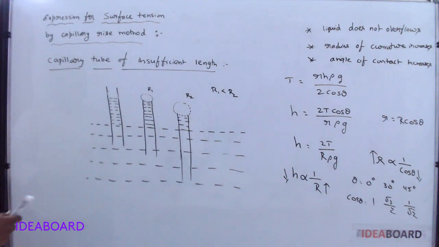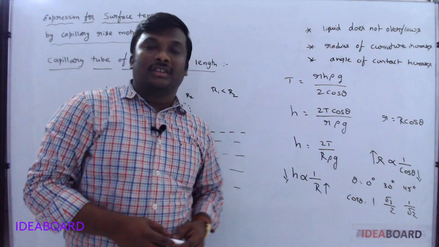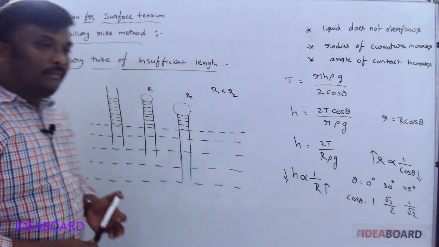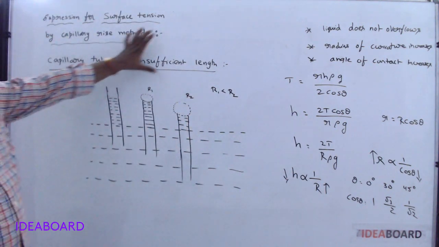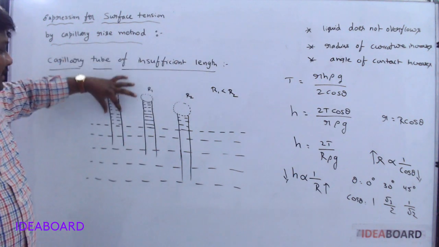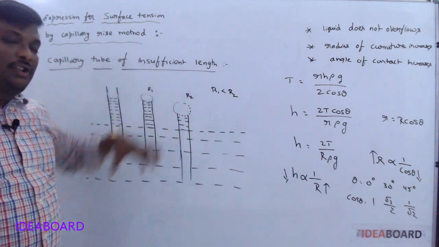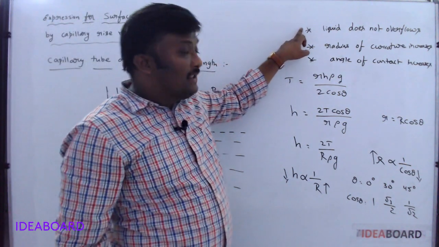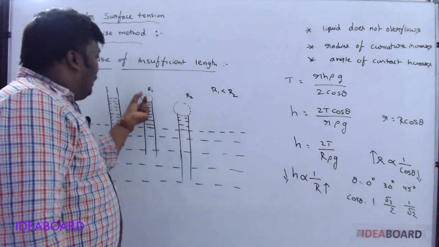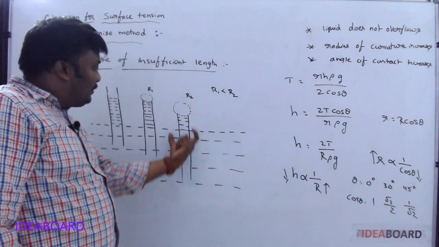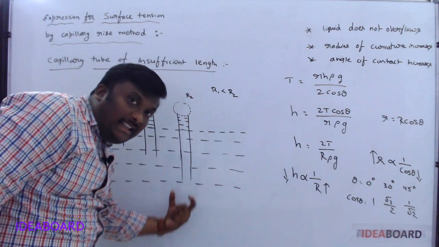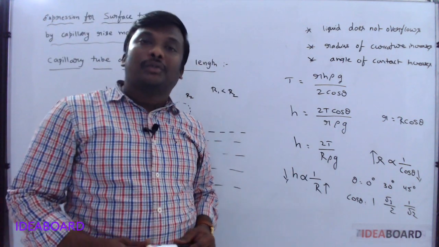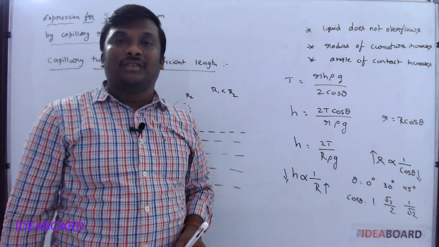Understand? These are some applications related to the capillary rise method. Capillary tube of insufficient length means the length of the tube is not sufficient to hold the entire liquid. Then, first, the liquid does not overflow. The radius of curvature increases if you move further and further inside the liquid, and the angle of contact value increases because the radius of curvature changes.